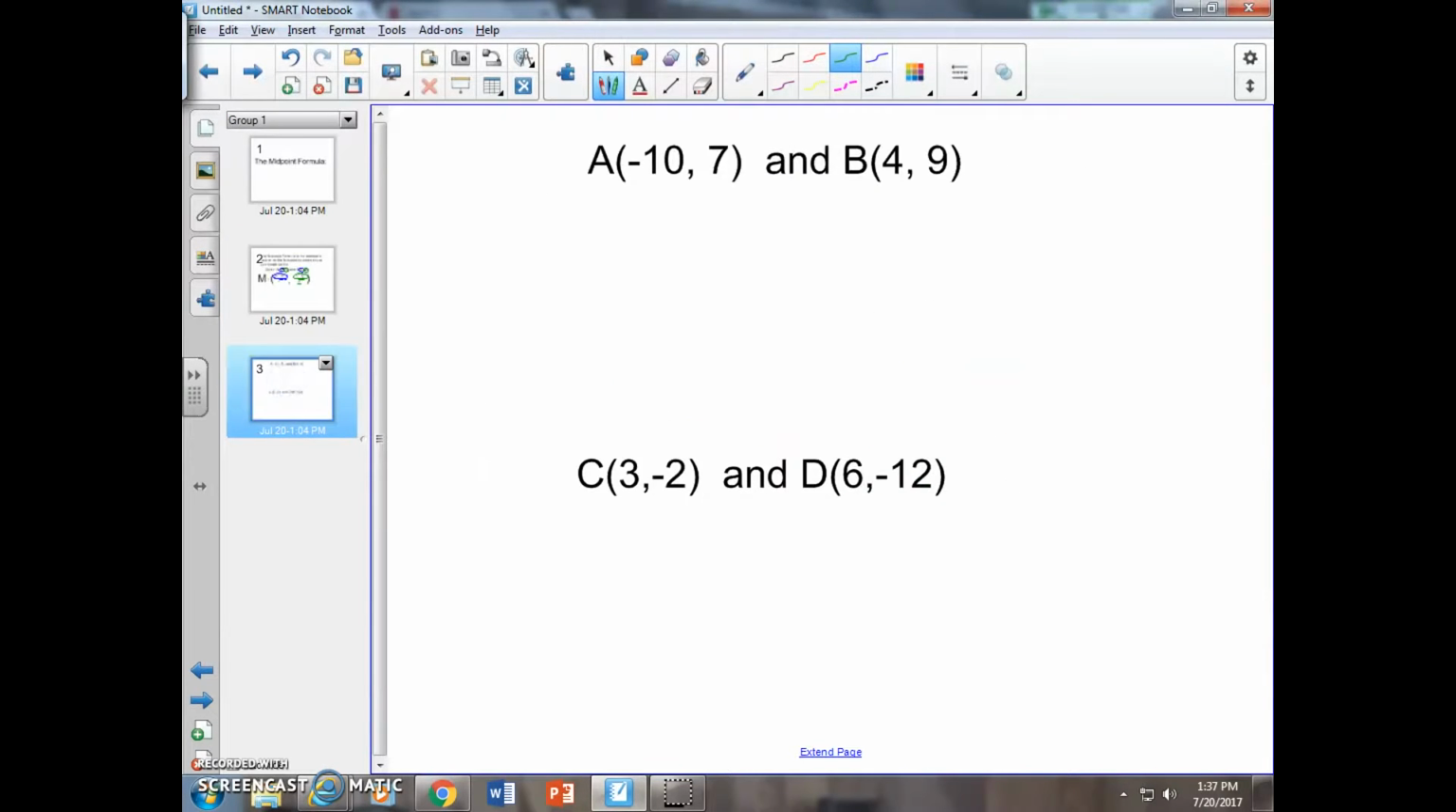So, a couple of examples here. If we want to use the midpoint formula on this first one, A is negative 10, 7. B is 4, 9. Then the midpoint formula, I'll go ahead and label here, x1, y1, x2, y2. The midpoint formula is x1 plus x2 divided by 2, comma, y1 plus y2 divided by 2.